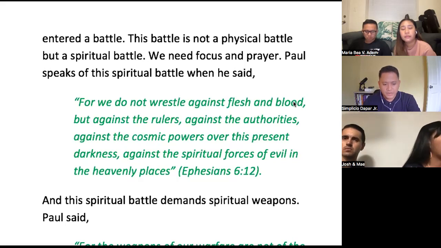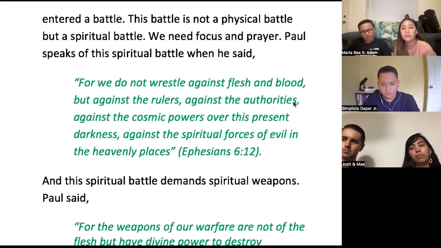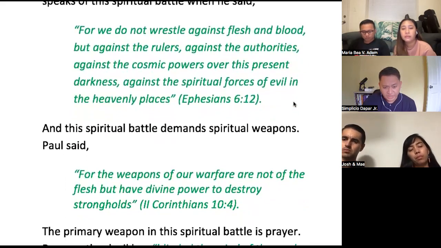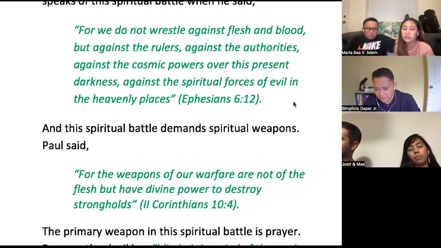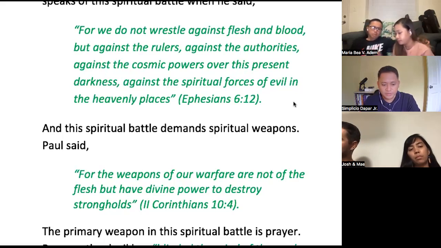Paul speaks of this spiritual battle when he said in Ephesians 6:12, "For we do not wrestle against flesh and blood, but against the rulers, against the authorities, against the cosmic powers over this present darkness, against the spiritual forces of evil in the heavenly places." Our enemies are strong and very organized, very strategic. And the problem sometimes is that we are weak and our discipleship strategy is not organized, not strategic. So it is so easy for Satan to hinder our discipleship and make it not effective because of that. So we connect to God by praying to Him, and then practically speaking, we do our best to make our discipleship more organized and more strategic, so it has a more effective result.